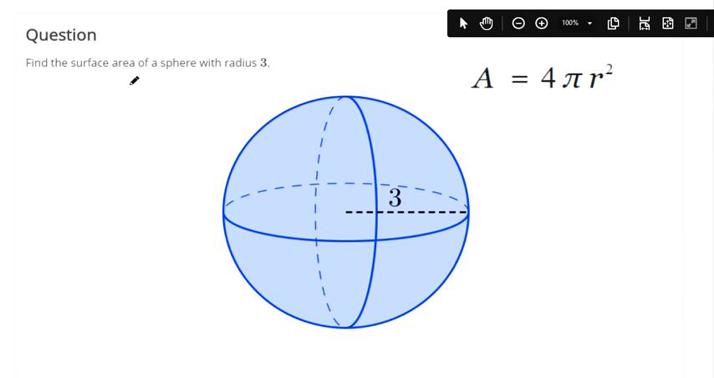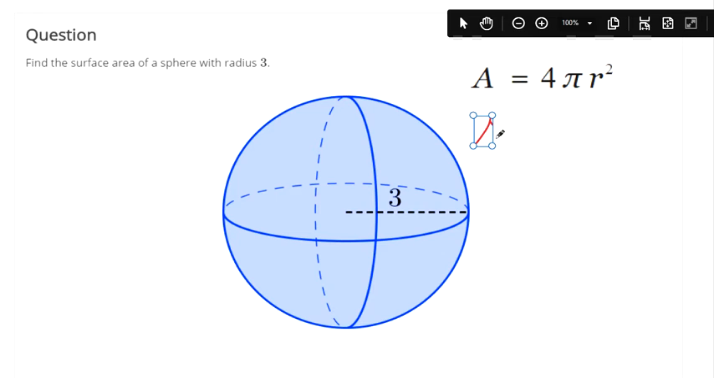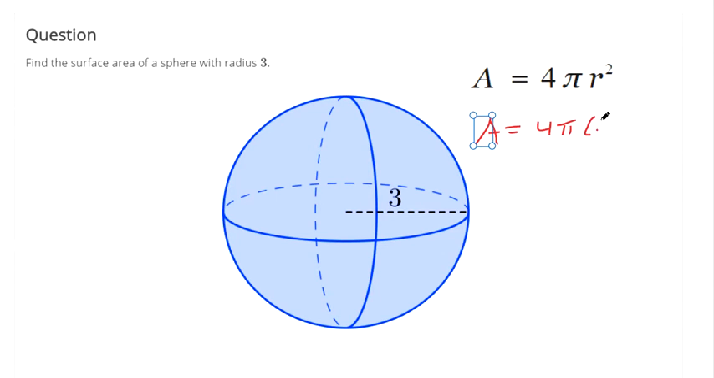So if you Google search the surface area of a sphere, this is the formula that comes up, and all you have to do is plug in 3 because that's our radius. So if you evaluate that, 3 squared is 9, 9 times 4 makes 36 pi.